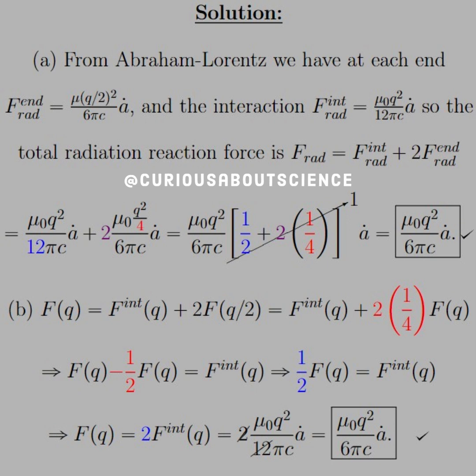For those confused, we split up an electron into 2 parts separated by distance d, and we have Q divided by 2 at one end and Q divided by 2 at the other. So the total charge is still Q, but we just split up what the electron looks like in this model.